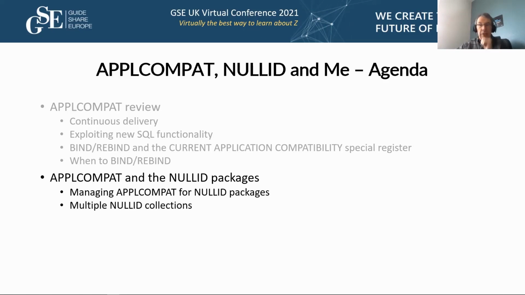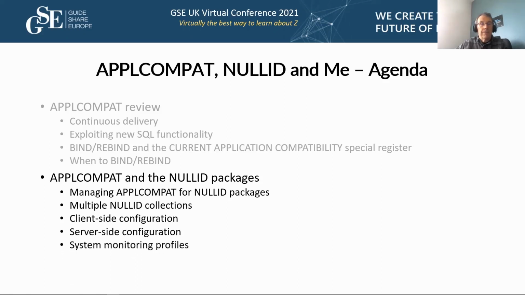One of the things we're going to look at, in fact the main topic of the conversation, is going to be around the idea of multiple NULLID collections. So you can have different APPLCOMPAT levels for different collections. And within that, we're going to look at client-side configuration, how you exploit those multiple NULLID collections through client-side configuration, and also, as an alternative, through server-side configuration. And as part of that, we're going to look at system monitoring profiles in a little bit of detail.